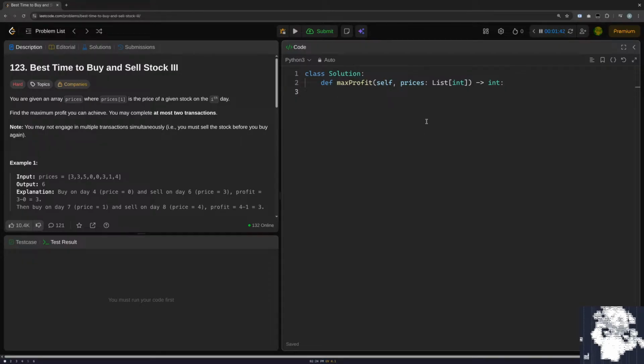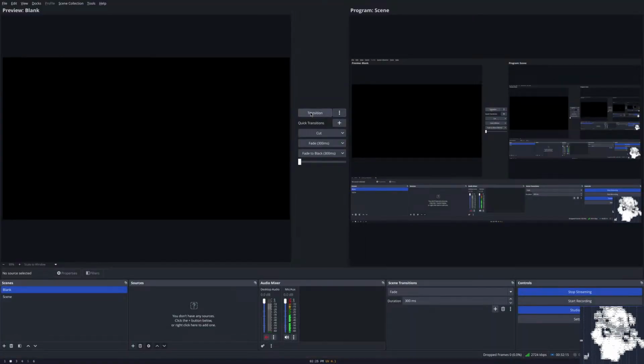Best Time to Buy and Sell Stock 2 or 3. So one of the things I'm thinking is, well, complete at most 2 transactions. Is this the same as the one? So let's picture. Here, let's pull up an image again.